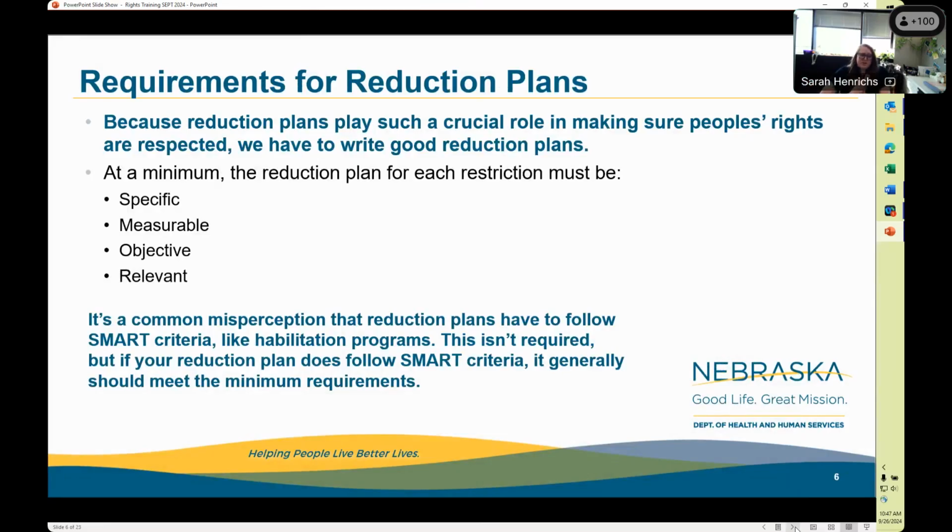So now, what are the requirements for a reduction plan? Because like I said, it isn't adequate to just have something that's labeled reduction plan, but that isn't a meaningful reduction plan. So at a minimum, the reduction plan for every rights restriction must be specific and measurable and objective. And I'm going to talk about those three first because they kind of tie together.